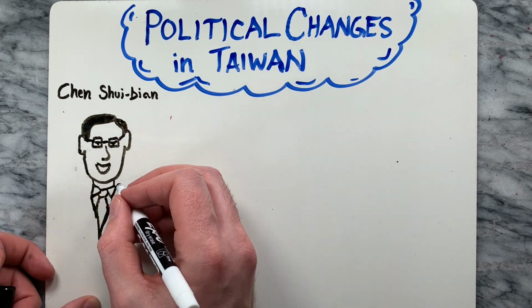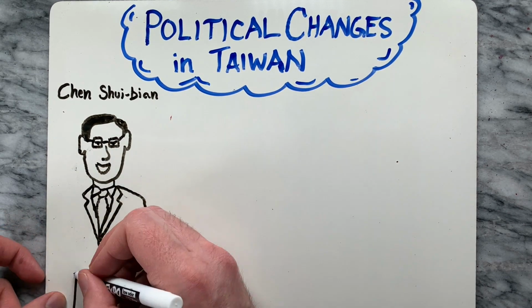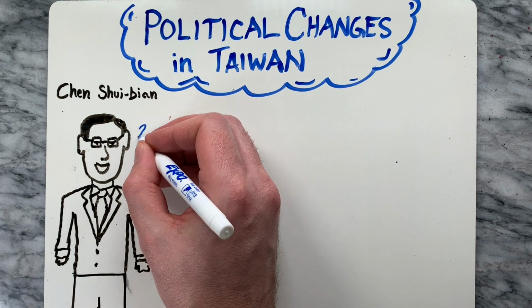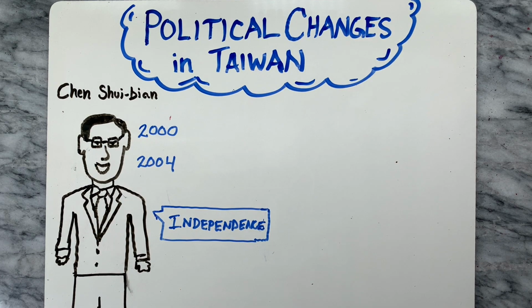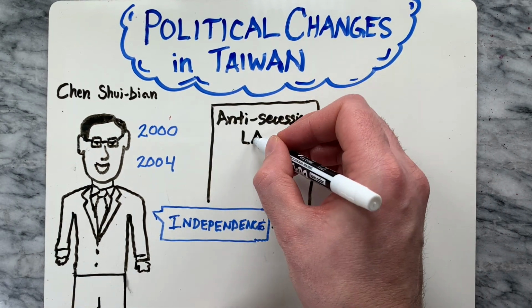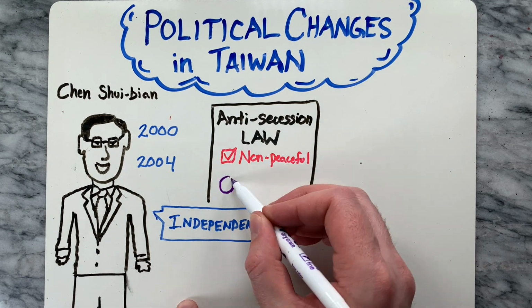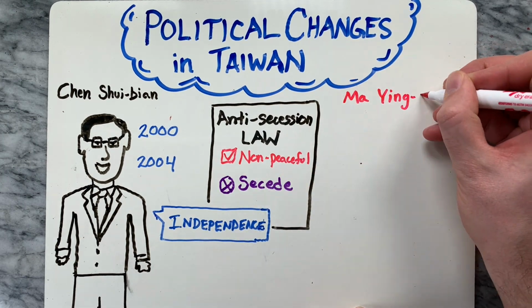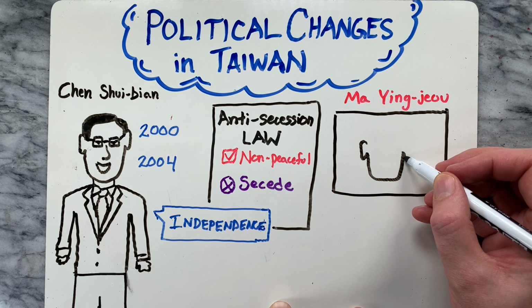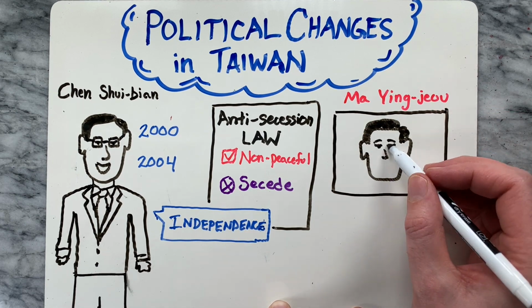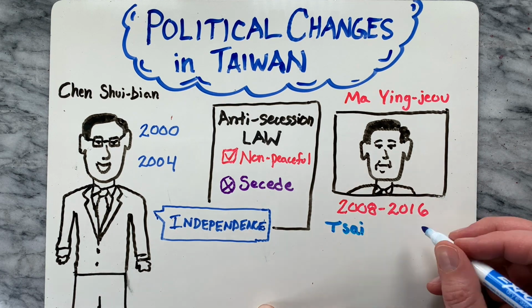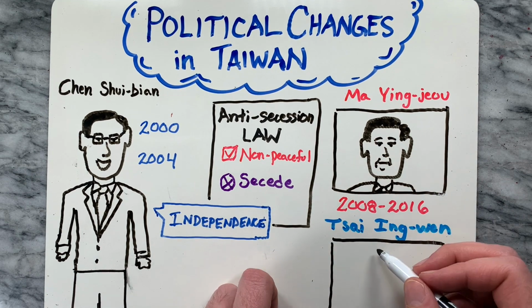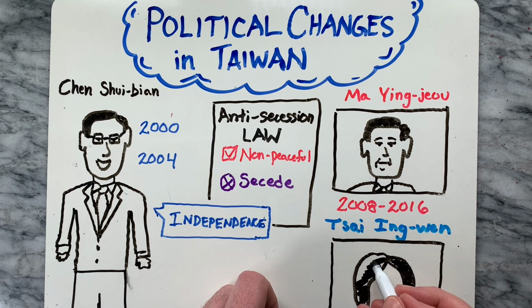Beijing was alarmed because Chen had openly backed independence for Taiwan. A year after Chen was re-elected in 2004, China passed a so-called anti-secession law, stating China's right to use non-peaceful means against Taiwan if it tried to secede from China. Chen was succeeded by Mao Zedong, who, after taking office in 2008, sought to improve relations with China through economic agreements. 8 years later, in 2016, Taiwan's current president, Tsai Ing-wen, was elected.